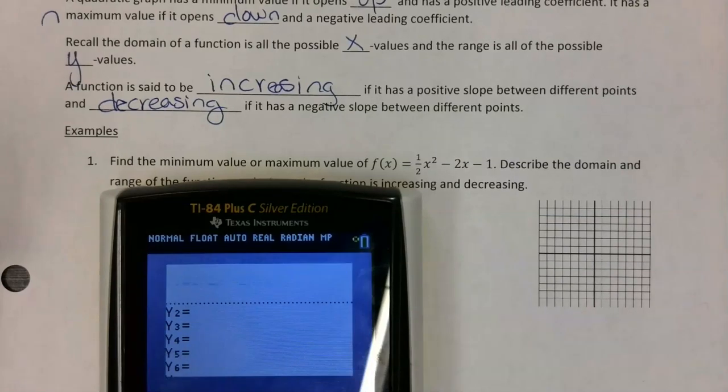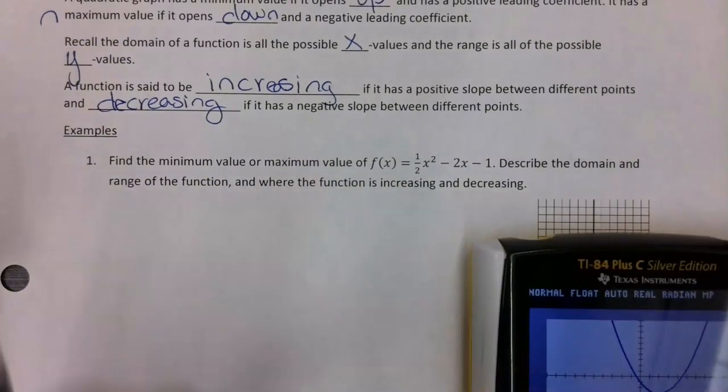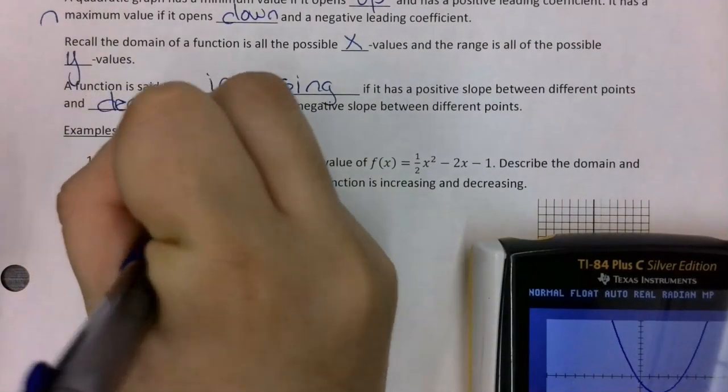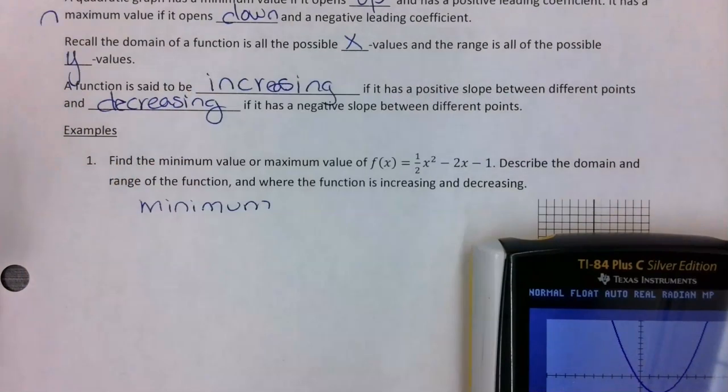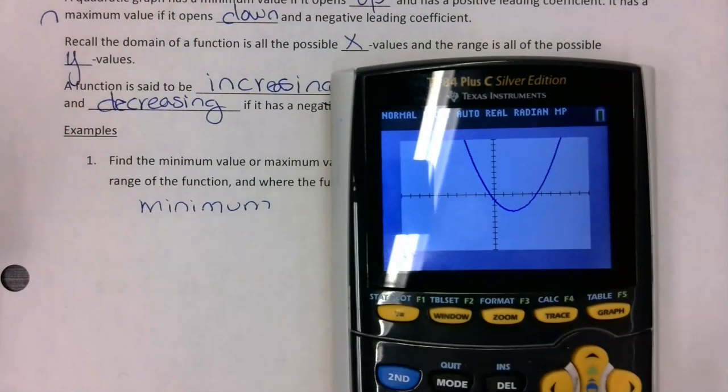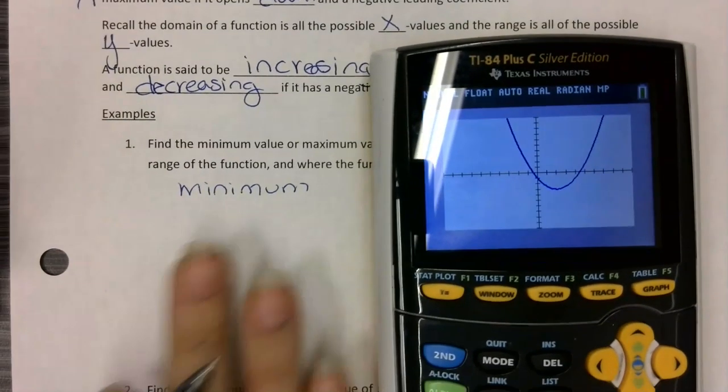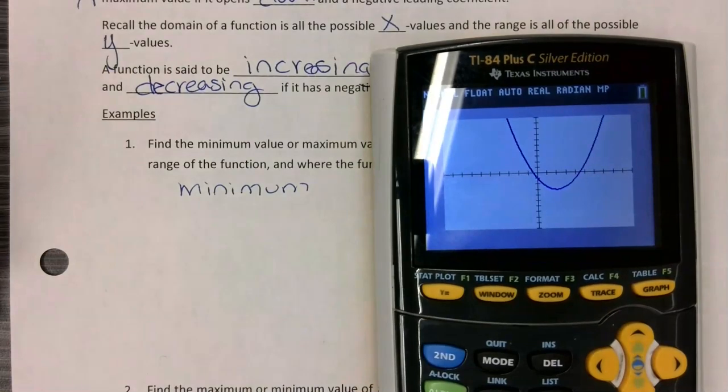Okay, so what I'm going to do now is actually graph it. So is this a maximum or a minimum value? Minimum. So I'm going to write the word minimum right here. And because I know it's a minimum value, on the calculator, just do your best. Like if you do a mountain shape and it looks like this, obviously it matters.